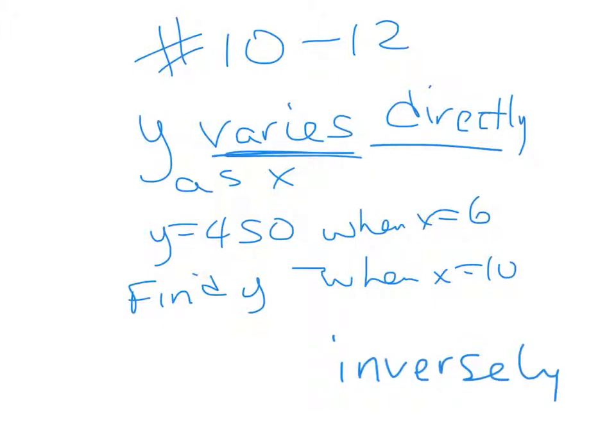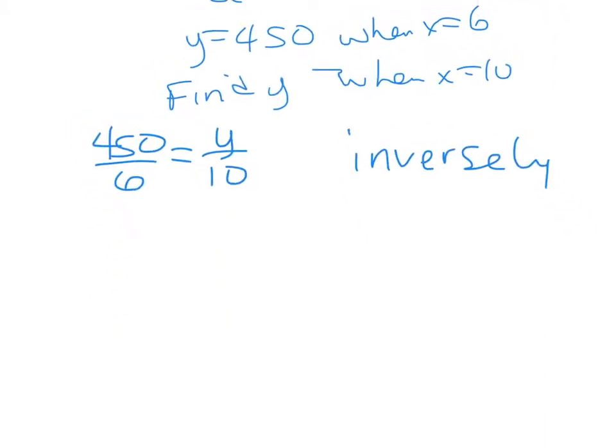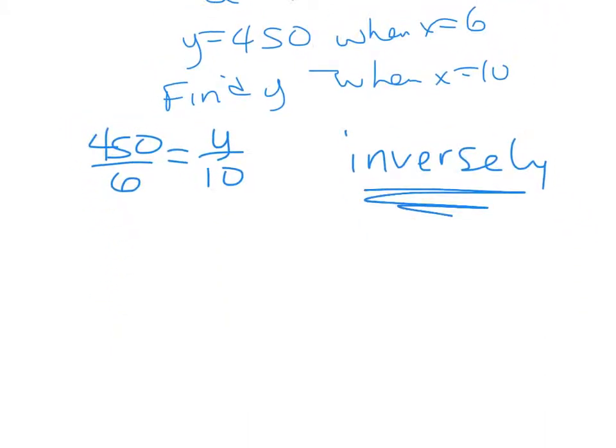So for the direct, you'll set it up as a proportion, 450 over 6, and then y over 10, cross multiply and divide. And then for the inversely, you would take the 450, multiply it by the 6, and then the y times the 10, and then solve that.